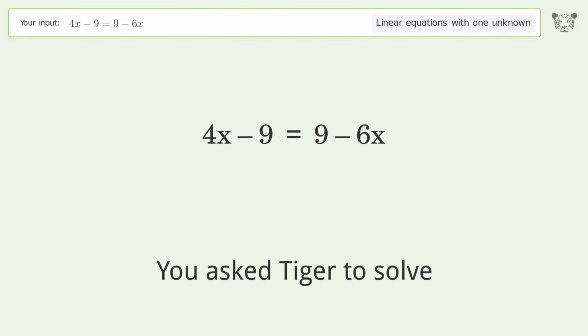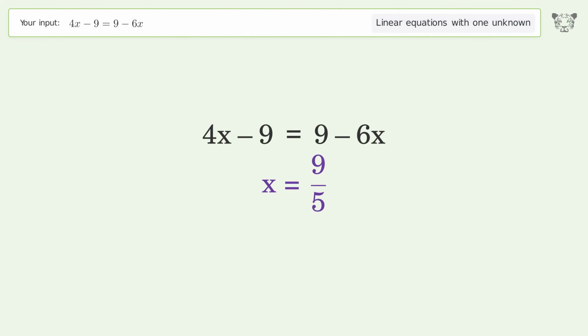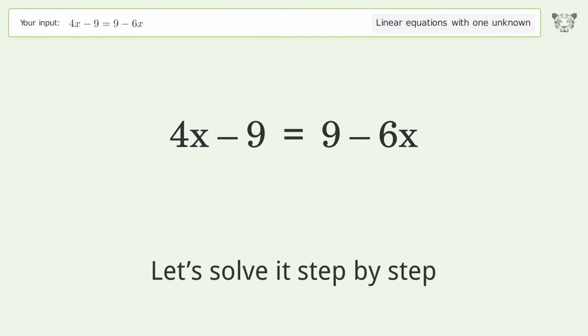You ask Tiger to solve this. It deals with linear equations with one unknown. The final result is x equals 9/5. Let's solve it step by step.